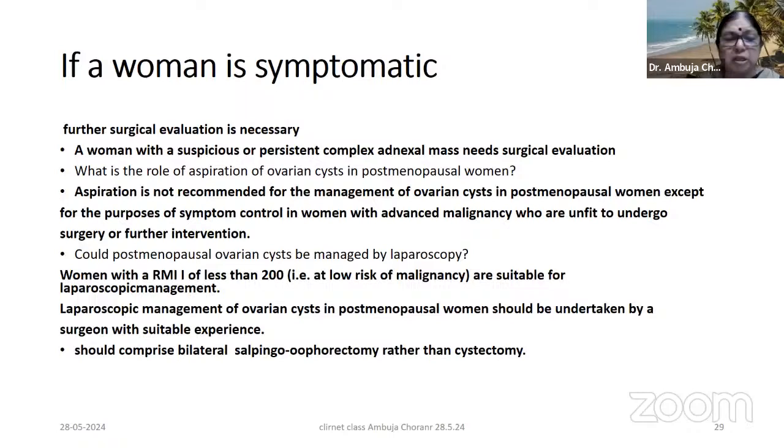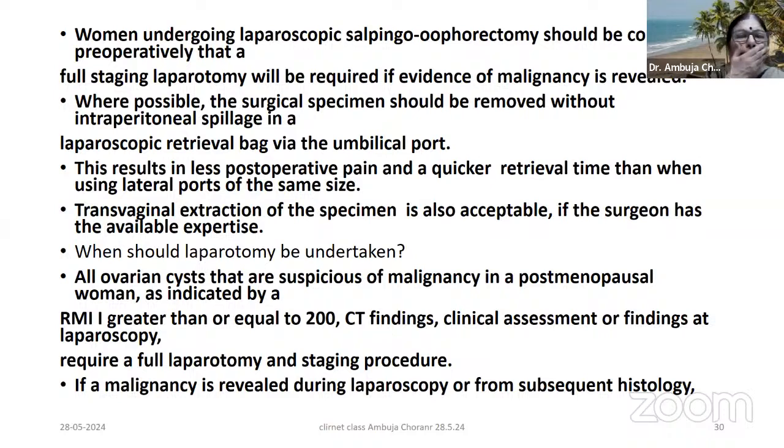Suspected case, this is not a simple one. If the risk of malignancy we have already calculated, and if it is a multilocular cyst and an adnexal mass is present, where you have decided for surgery, it is not for observation. When you do laparoscopy, do a bilateral salpingo-oophorectomy rather than cystectomy. Whenever we are doing surgery, the most important thing is you should avoid spillage. So collect the specimen in a bag and then retrieve it. Don't allow it to spill into the peritoneal cavity. Transvaginal extraction is sometimes possible, but it is always better to put it in a bag and then collect it.